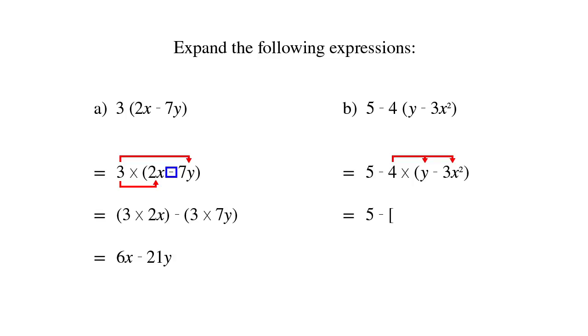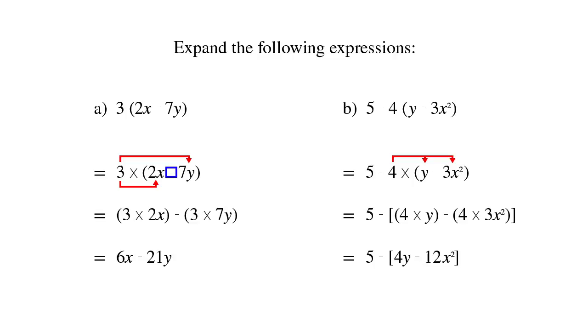What is that? That is 4 times by the y, then the minus sign, and then 4 times the 3x squared. So we calculate the various bits and write down our final answer. It's 5 here, minus, now inside the bracket you've got 4 times y, which can be written more simply as 4y. And then minus 4 times 3x squared. Now remember, it's just the x squared. 3x squared means 3 times x squared. So 4 times 3 times x squared will give us 12x squared.